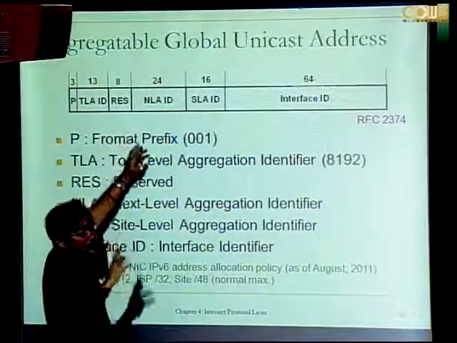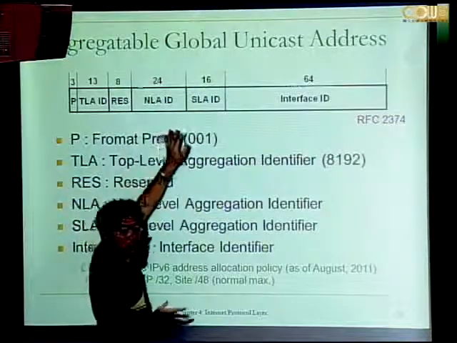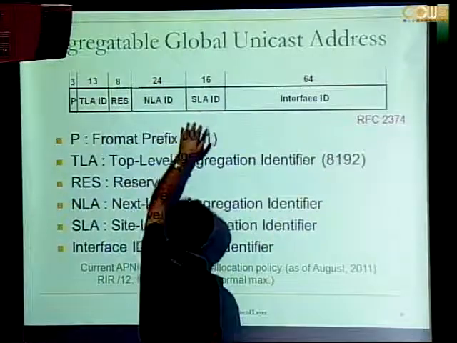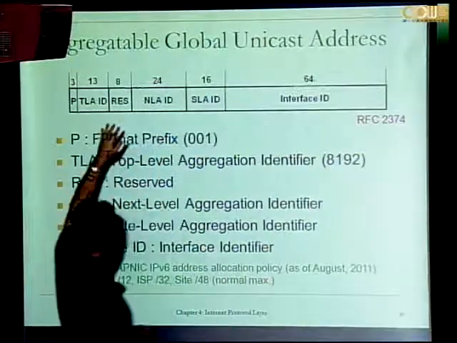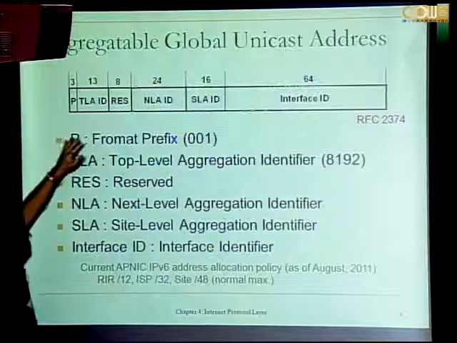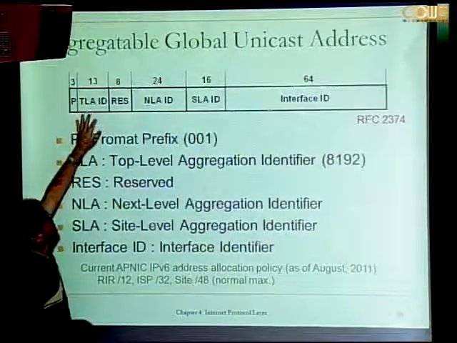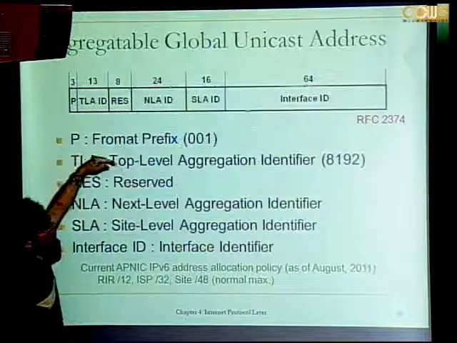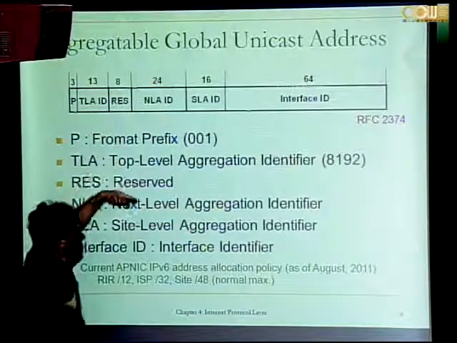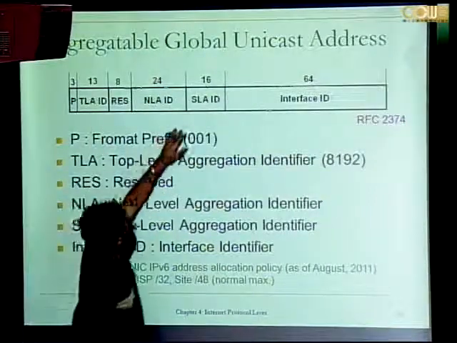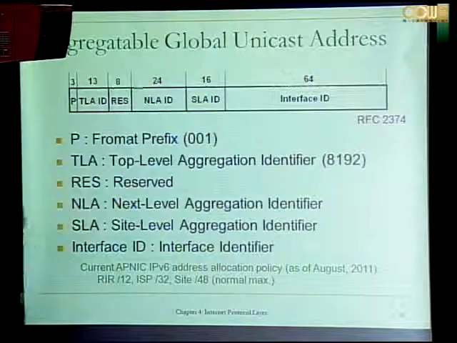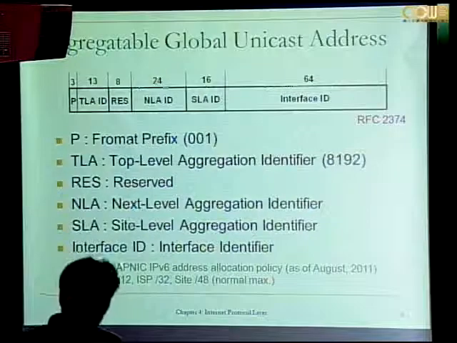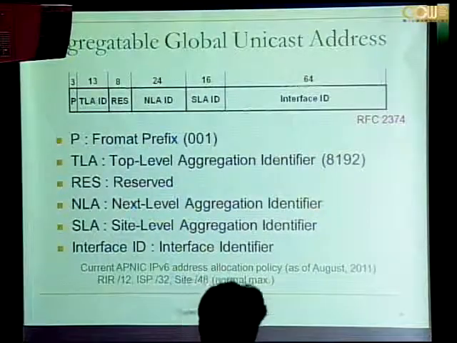But now it's broken down into 3 levels. The network could be in 3 levels: the site level, the next level, and then the top level. So I would have the top level aggregation identifier, TLA, and then the next level aggregation identifier, and then the site level aggregation identifier. So I break down the network address or network number into 3 levels. Because it's so long, I can break it down into 3 levels.